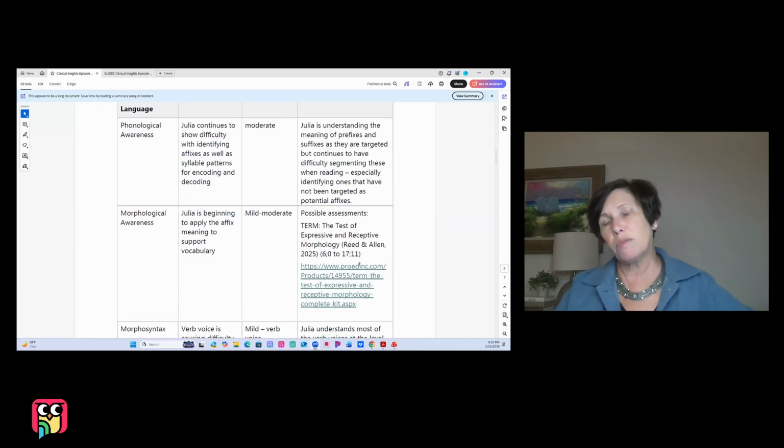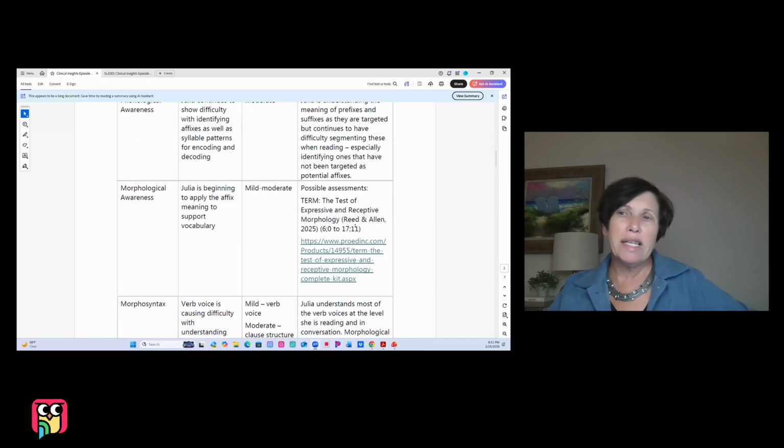When I talk about affixes, I'm talking about prefixes and suffixes. Morphological awareness overall, she's beginning to apply these affixes for understanding vocabulary. And we've been working a lot on that in therapy. I can still tell you that I would still rate it mild to moderate difficulty for her.